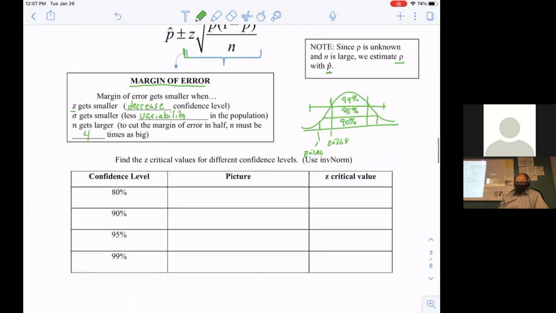We have some confidence levels to fill out here. We're going to use inverse norm to do that. So if we drew a picture real fast, we don't see this one a whole lot, but it's here anyway. I want to be 80% confident.